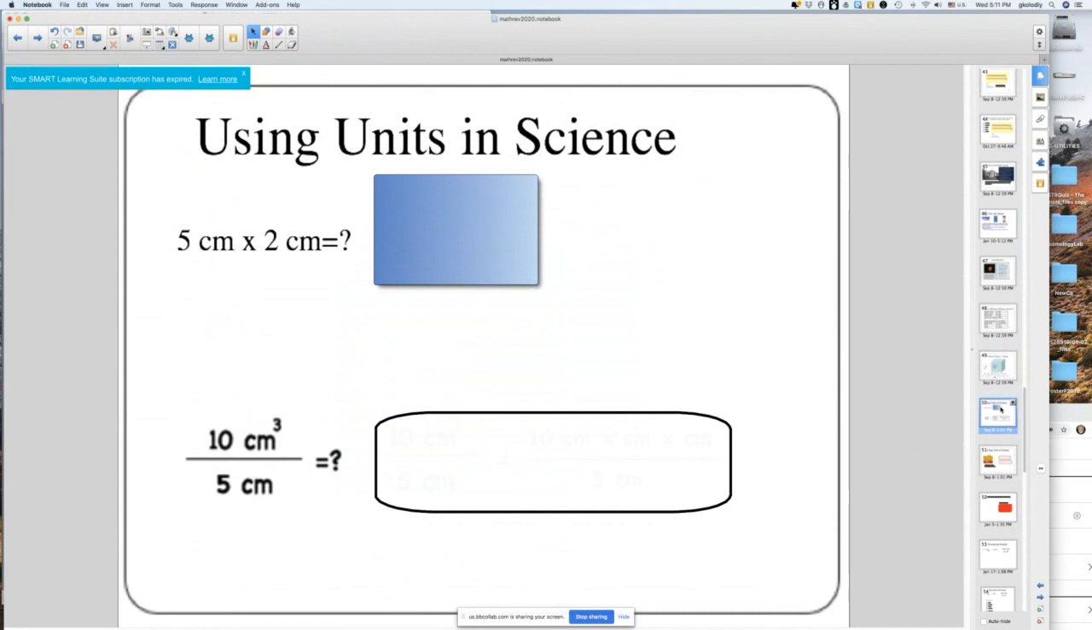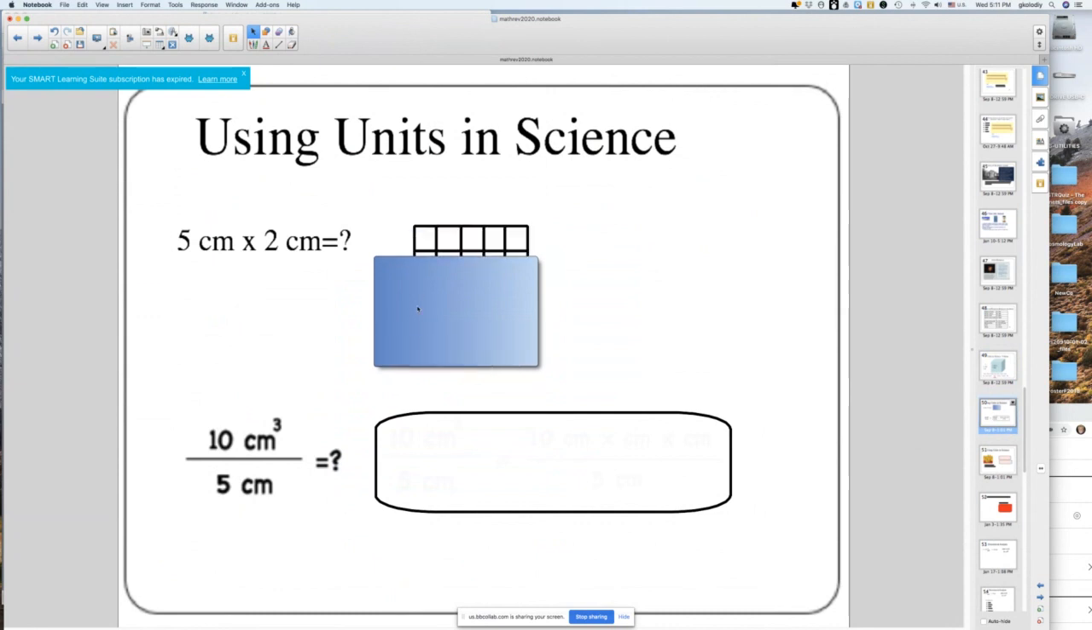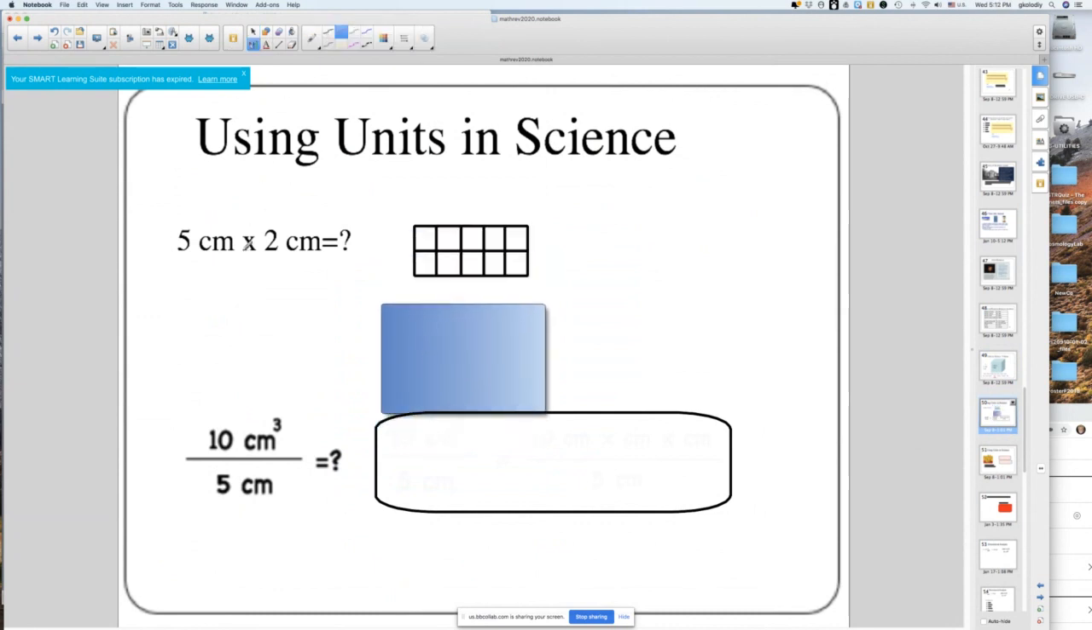Using units: when we measure things, we use units, but we also use equations, where we multiply those units. So, for example, if you multiply 5 centimeters times 2 centimeters, what would you get? Well, 5 times 2 is 10. You get 10 square centimeters. So you're multiplying two numbers that are length, but the product of them is not length anymore, it's area, because this is 10 square centimeters.